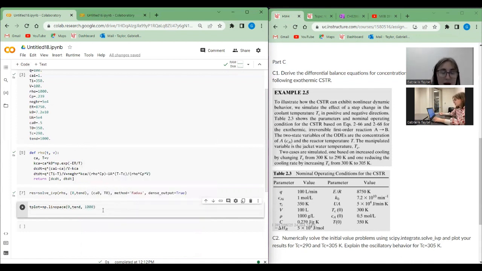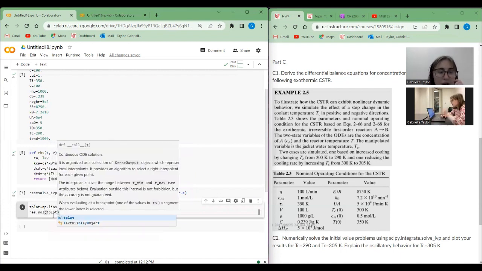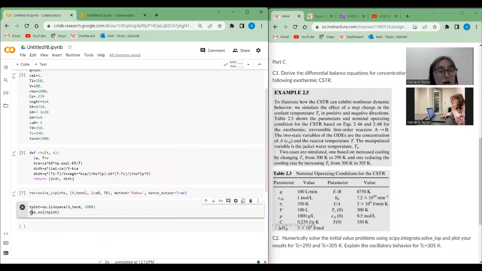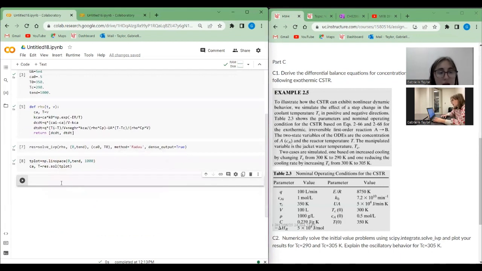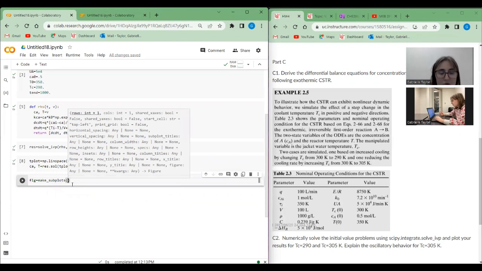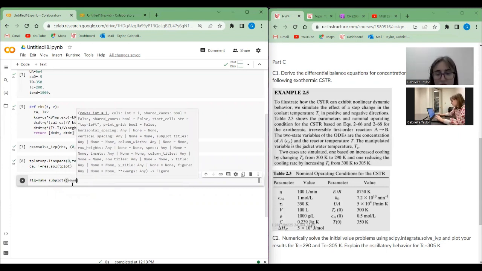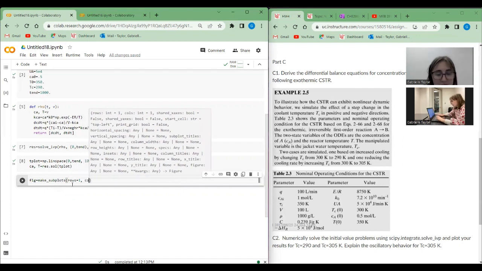Okay, so after we initialized our x-axis, now we can solve for it. So resolution dot solve, and then we can just put our t-plot in here. Okay, so what this is going to give us is two arrays, our CA, our concentration, and then our temperature. So we can just equal that. Okay, so the next thing that we want to do is make our subplots. So fig equals make_subplots. Since we're going to have two graphs, we're going to have one row and two columns.